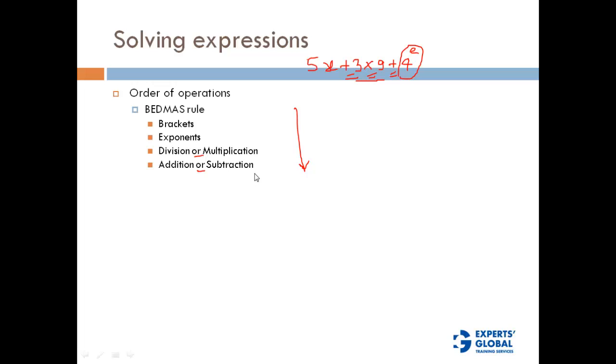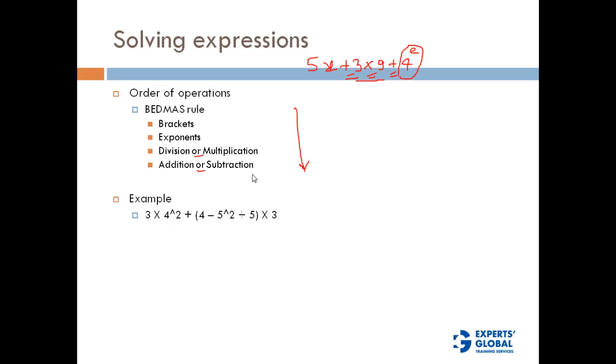For example, division by 5, x divided by 5, is the same as multiplication by 1 by 5. So x divided by 5 is the same as x into 1 by 5, right? Similarly, adding 5 is the same as subtracting minus 5, that way. Okay, so let's look at one example.